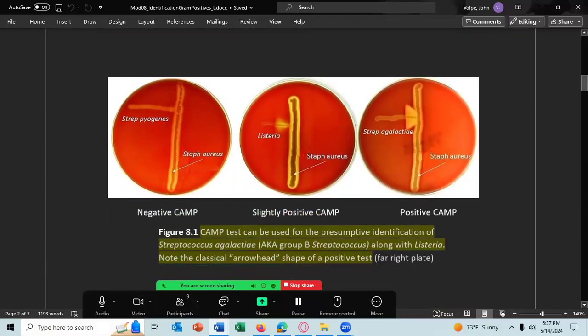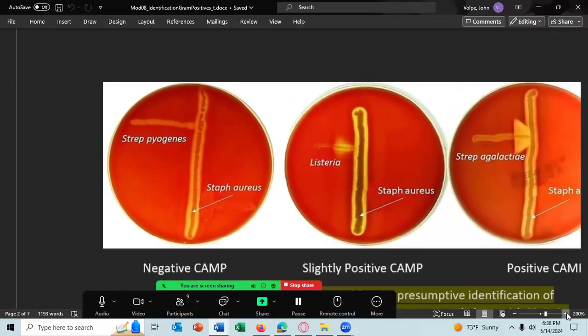All right, so here's the CAMP test, and there's the streak of Staphylococcus aureus, put down the blood agar plate, and then we streak Streptococcus pyogenes this way, perpendicular to the Staphylococcus aureus. And then you look to see, is there any enhancement in this region here? Streptococcus pyogenes has no enhancement of beta hemolysis. Let me show you a blow up.